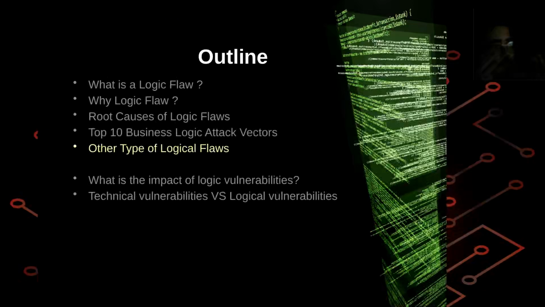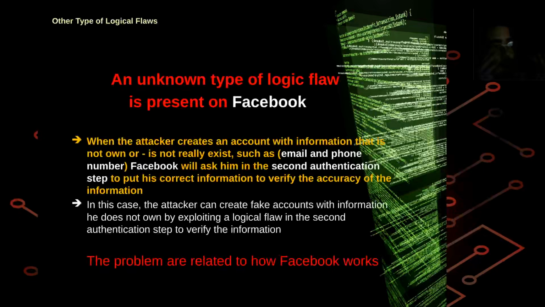And then we have another type of logical flaw. We found it on Facebook. As you can see, an unknown pitfall of logical flaw is present on Facebook. When the attacker creates an account with information that is not owned or does not really exist, like an email or phone number, Facebook will ask him in the second authentication step to put in his correct information to verify his identity. In this case, the attacker can create a fake account with information he does not own by exploiting a logical flaw inside the second authentication step that verifies this information.